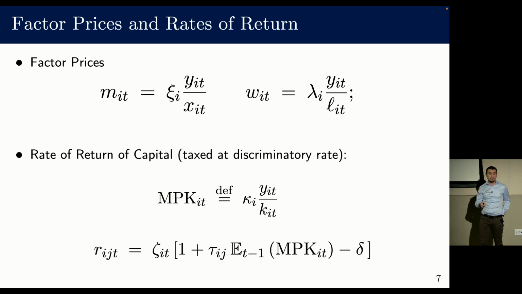Now, MPK is also the income earned locally by 1 unit of capital, and it's taxed at a rate tau_ij. Why is there a j subscript in the tax rate? Because taxation can be discriminatory on the basis of the origin country, okay? In addition, the investors get undepreciated capital, 1 minus delta, and they are affected by this productivity shock, zeta, okay?